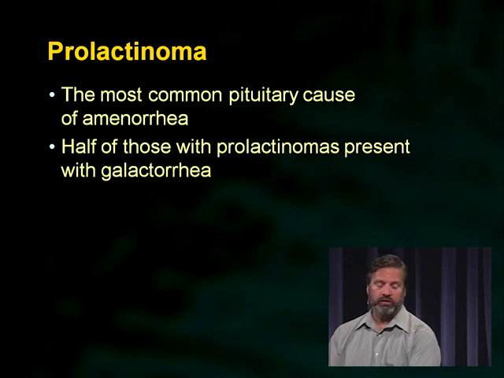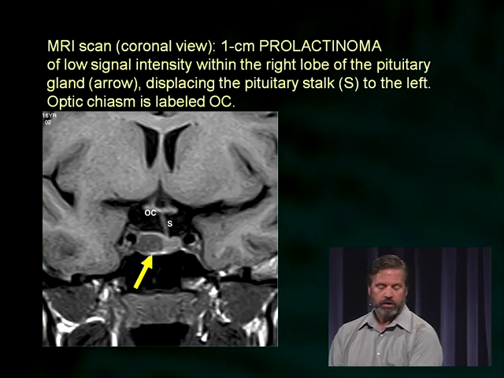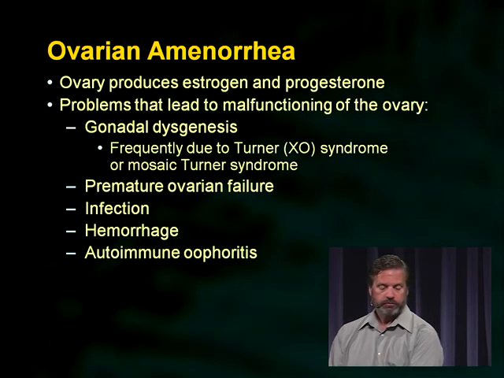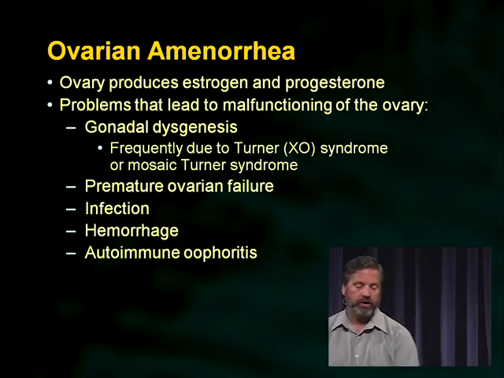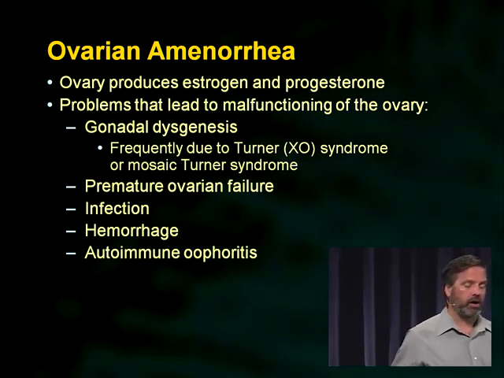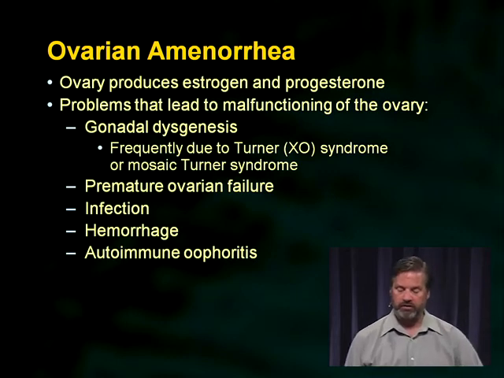Prolactinomas are actually relatively common, and they tend to cause amenorrhea. Prolactinomas can also cause galactorrhea. And here's an MRI that shows you a prolactinoma. And then the ovarian failure as a cause of amenorrhea is another possibility to consider. And that can be just from a premature failure, infection, hemorrhage, or you can get actually an autoimmune oophoritis, which is an inflammatory situation in the ovary.